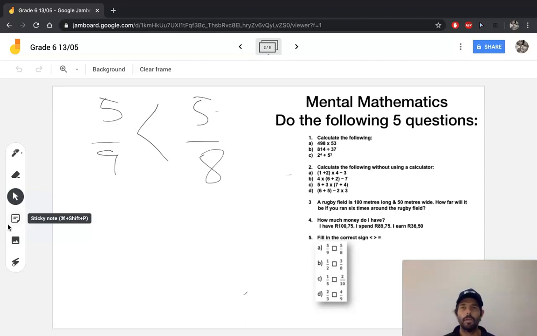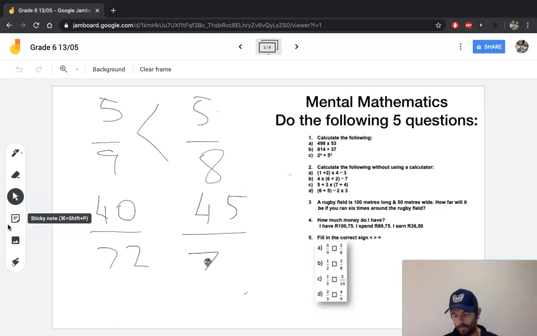Okay. If we had converted them to the same denominator, we could have converted them to 72. 8 times 9 is 72, and then 9 times 5 is 45 over 72, and there you can see that that fraction is also bigger. Okay, 45 over 72 is equivalent to 5 over 8, and 40 over 72 is equivalent to 5 over 9.